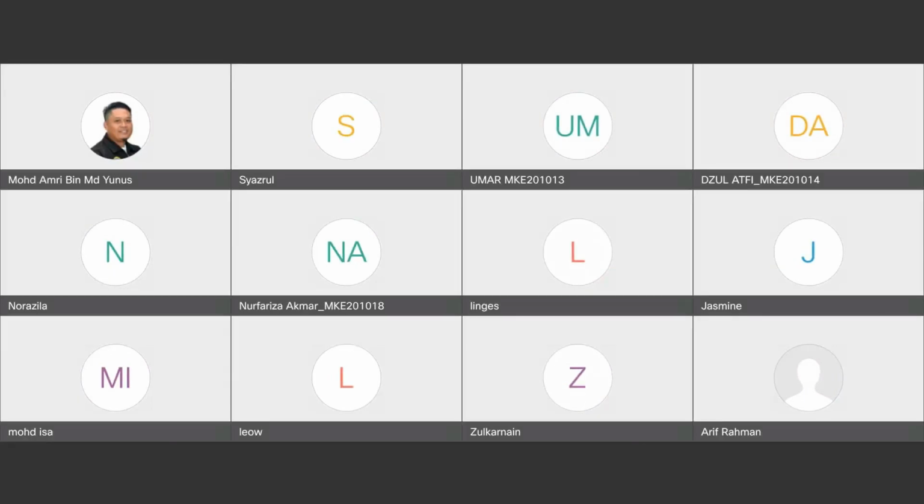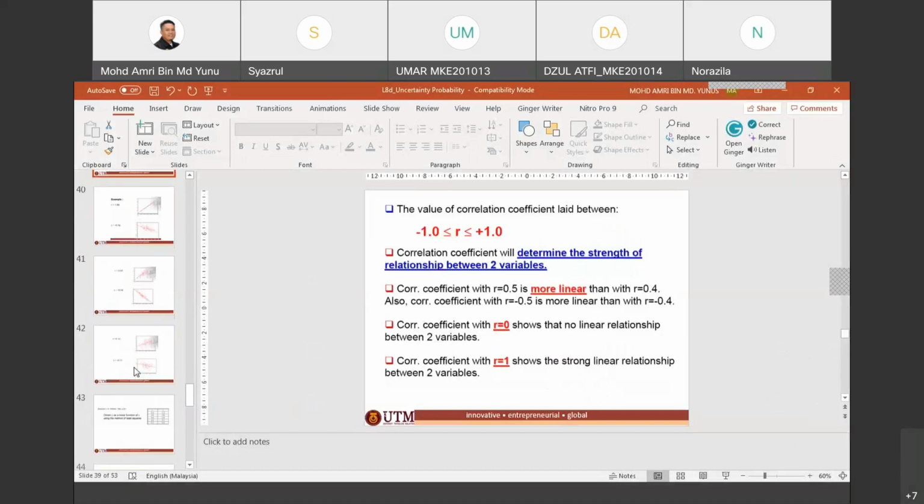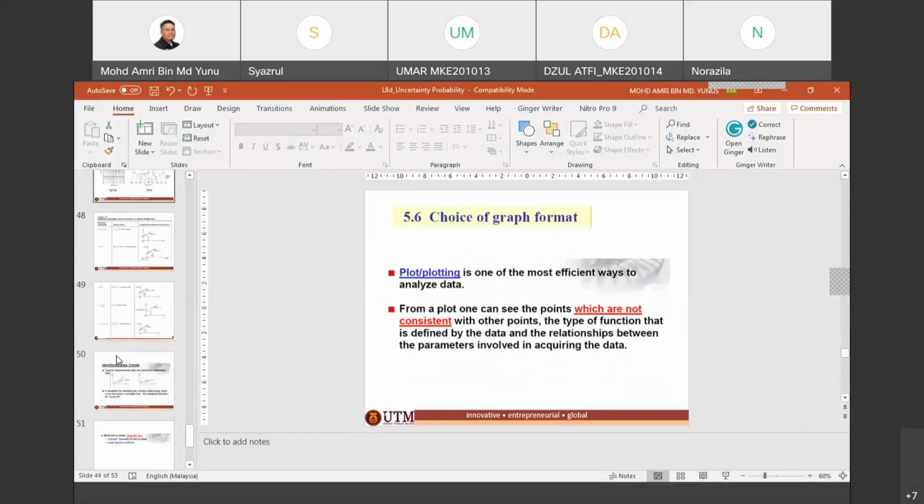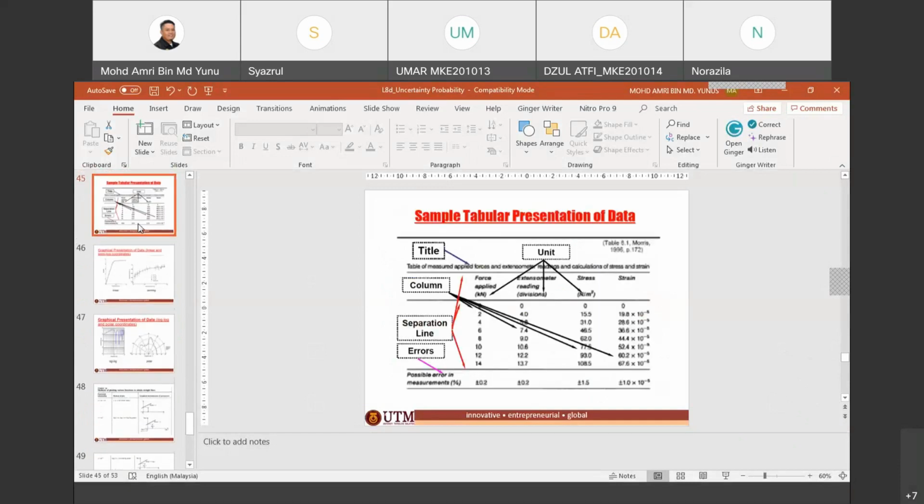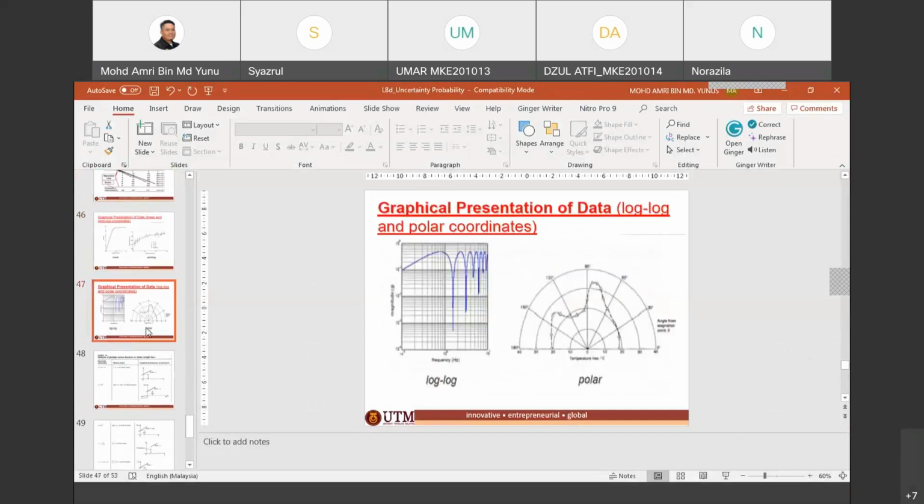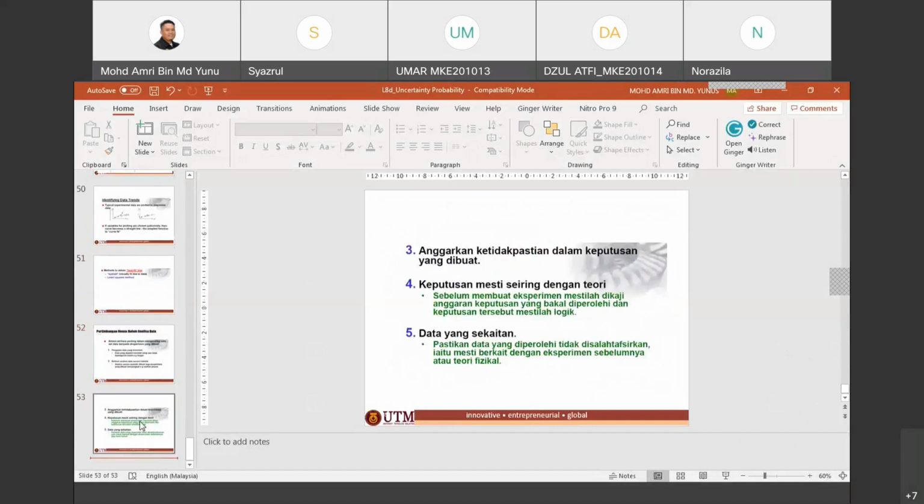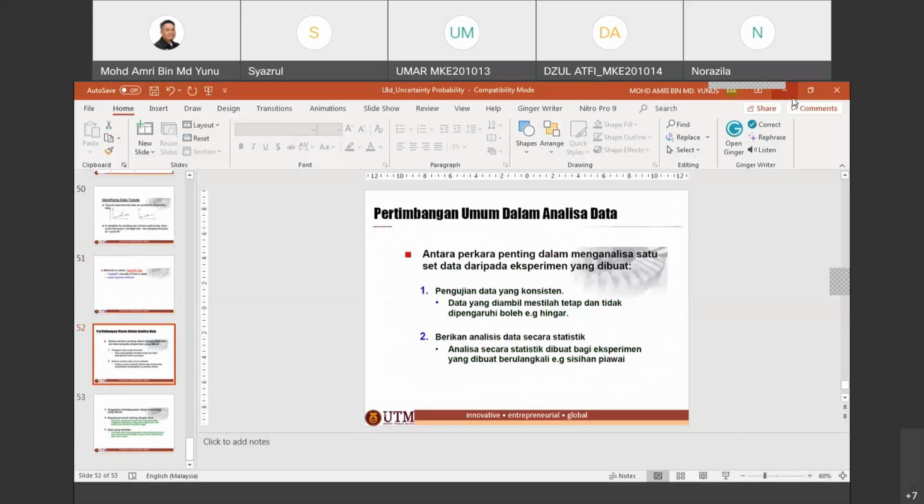So the rest of the points of the data, or the presentation slide, is for you to refer to. So I think I finished this part of uncertainty. So we stop. Sorry, yes.